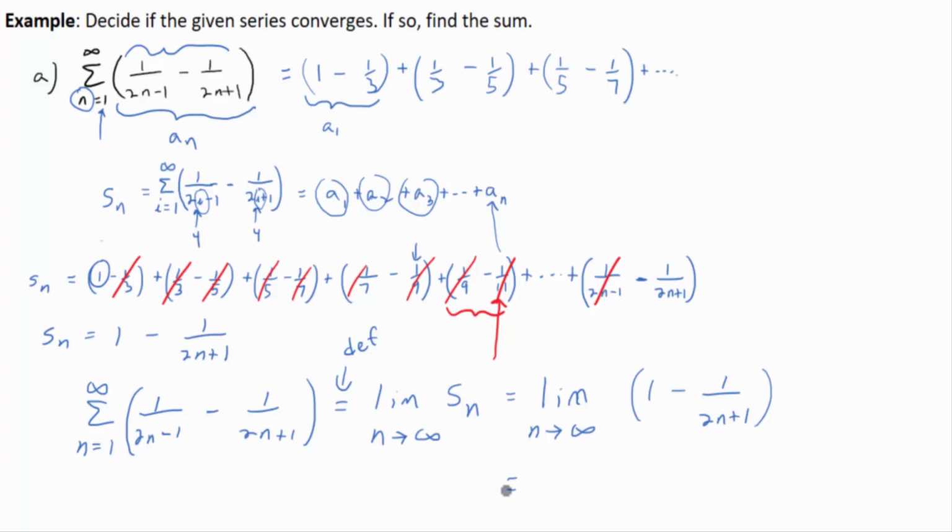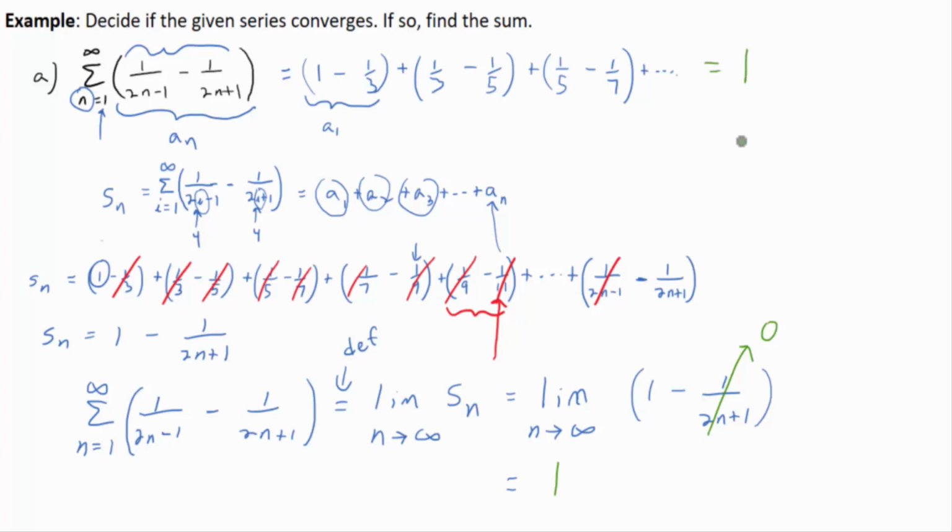What is this limit? It's just 1. We know that, and there's no work to show here when it's this simple. We know that this denominator is going to increase without bound. This numerator stays the same. So no work to show. We know this goes to 0, and we're left with 1. So this sum right here is equal to 1, believe it or not.